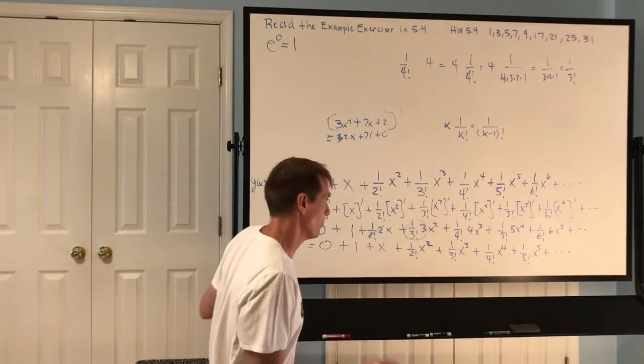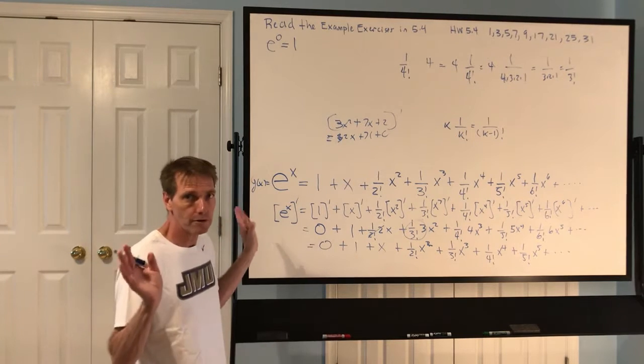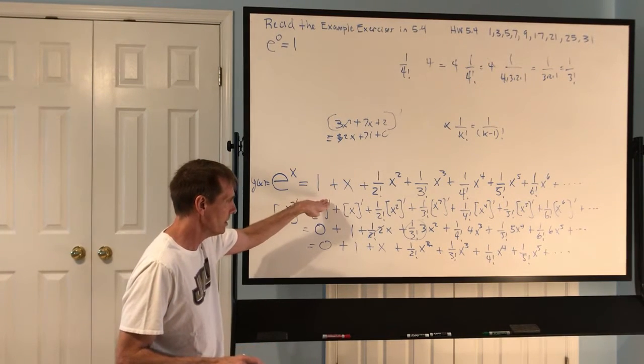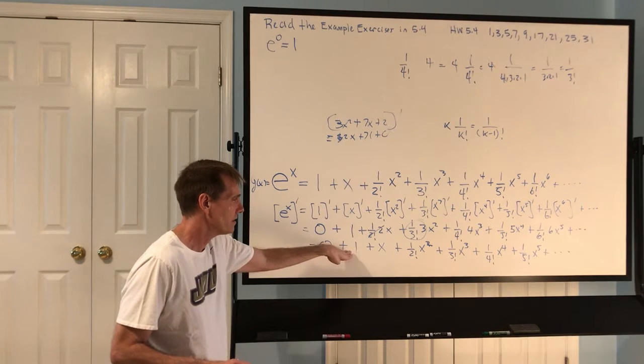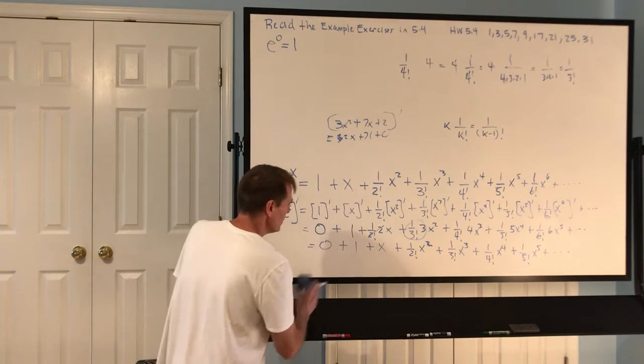And you're like, okay, Dr. Warren, what's the big deal? I mean, why are you dragging me through this? Okay, well, calculus is about derivatives. So we've got e to the x. The derivative of e to the x was this, which was this, which was this. But if I look here, this is 0 plus 1.